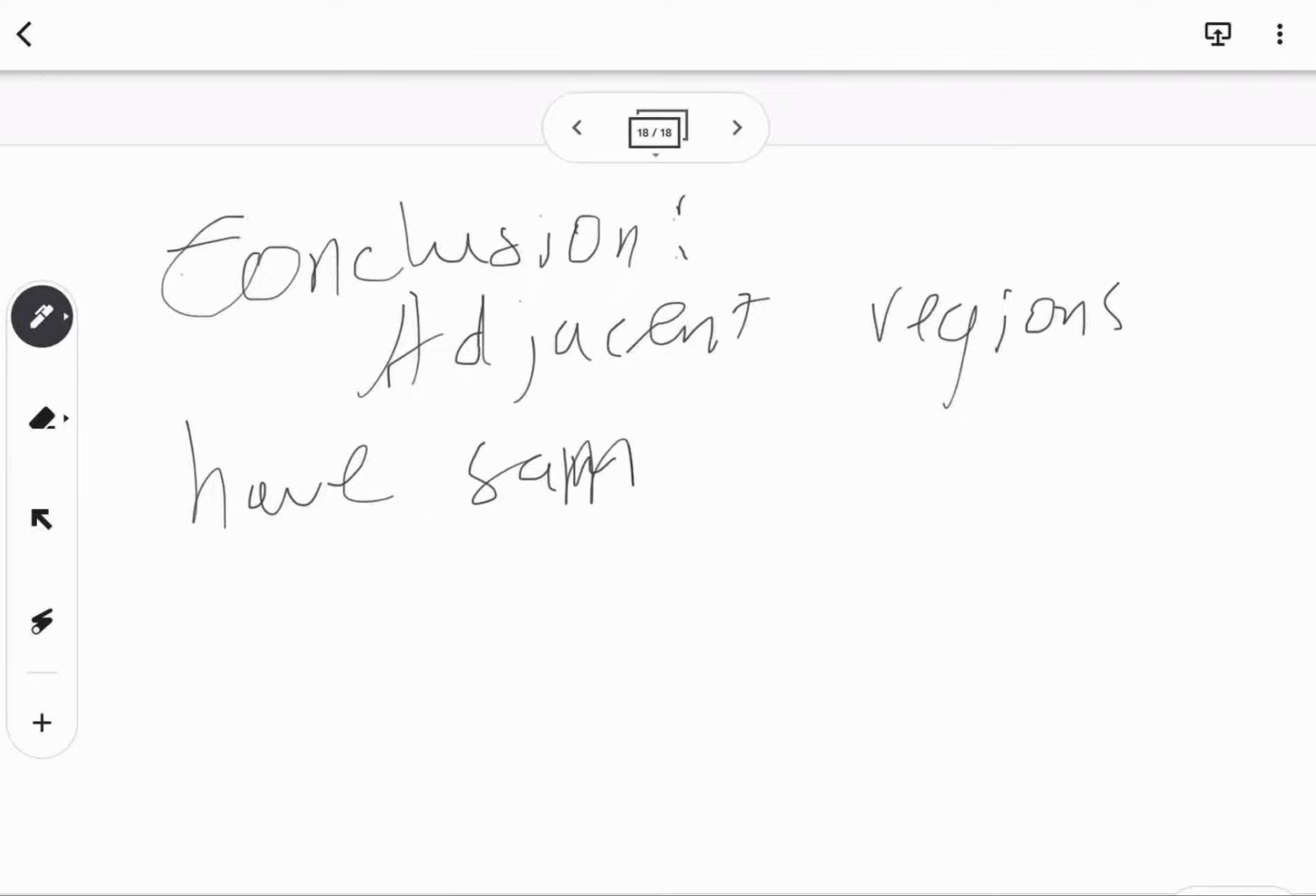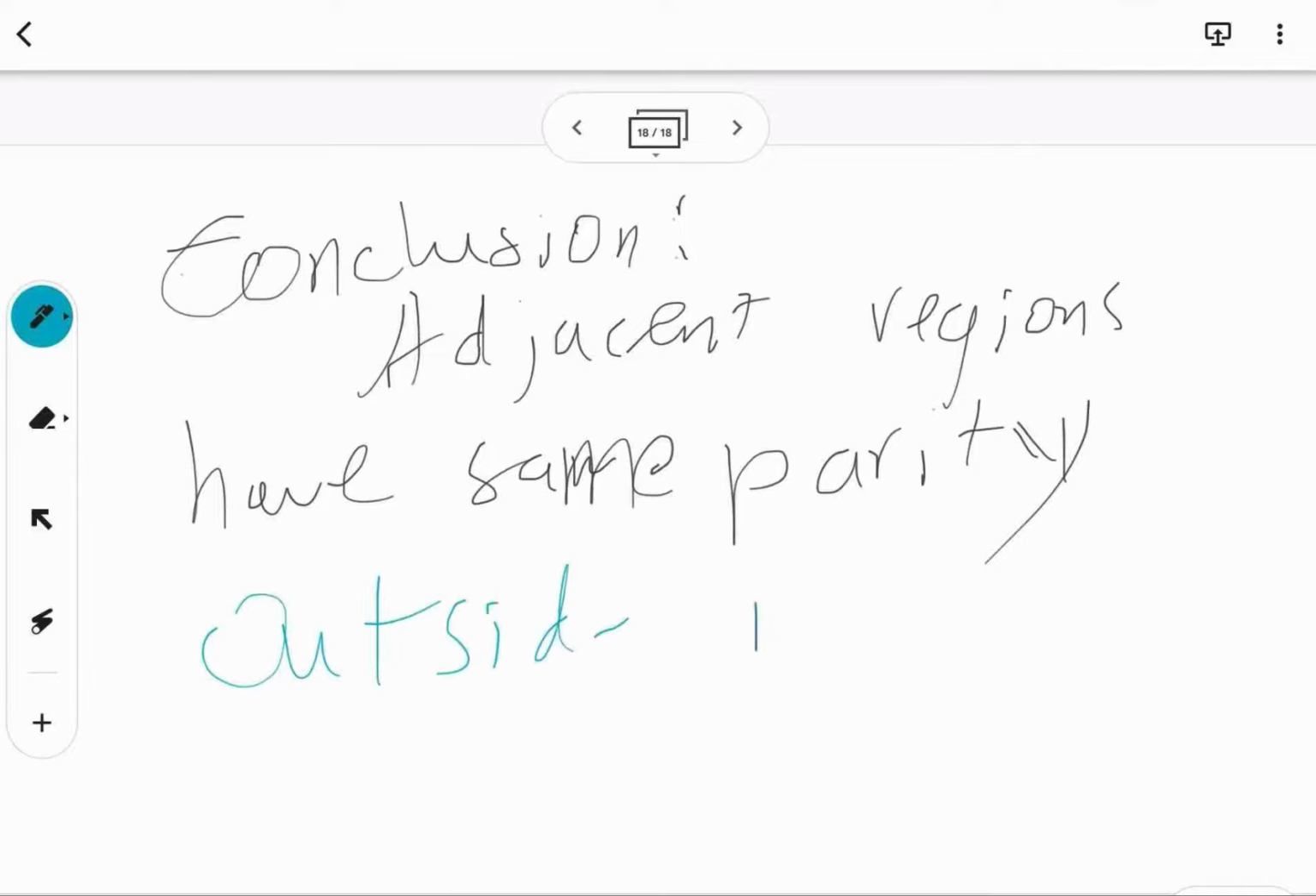By parity I mean the parity of the number of triangles it's in. And of course the outside region has 0. Outside is 0. And if you notice, you can easily prove that all the regions are connected, you can travel from one region to another, and we're done.